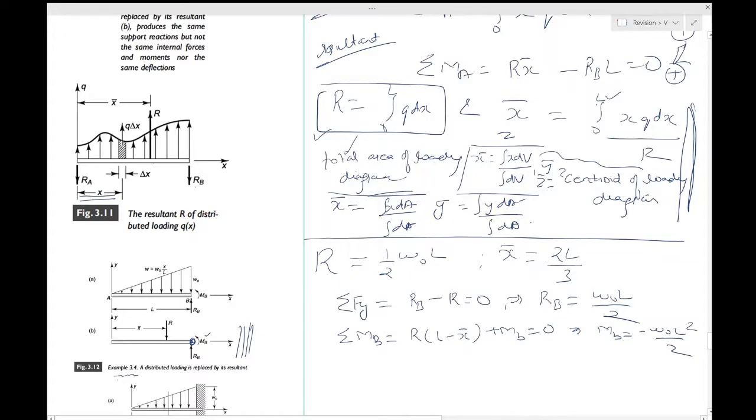So if you look back, it's the exact same answer which you had earlier. Okay, so it gives you the same answer which you had before. These values are identical with those obtained in example 3.3, and there's no problem with that.